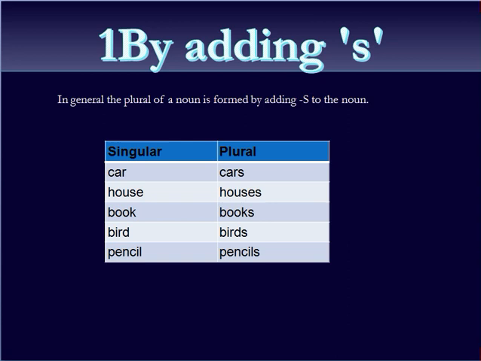Okay, the easiest way of making plurals from singulars is by adding s. In general, the plural of a noun is formed by adding s to the noun. We all know that. So let's look at some examples. Car, by adding s, it becomes cars. House becomes houses. Book, books. Bird, birds. Pencil, pencils. So this is very easy.